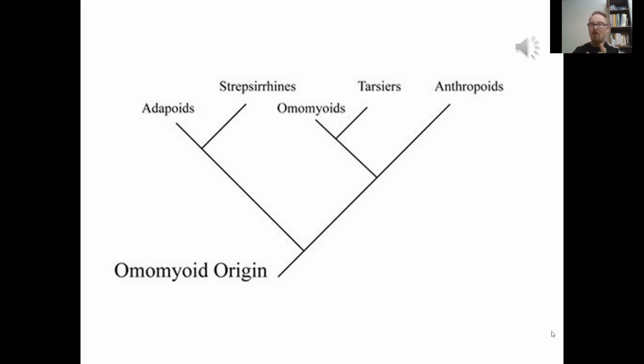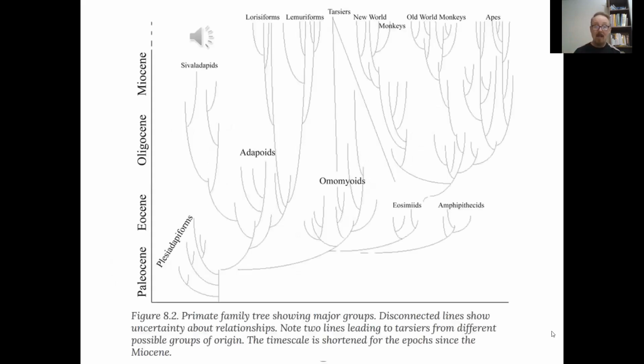Now, when we look at tarsiers and anthropoids as a group, we also refer to those as haplorines, the haplorine groups, which we'll be looking at in the classification. But for right now, when we think about monkeys and apes and humans, we refer to those as haplorines, and lemurs and lorises are just strepsirrhines. Okay, so in this particular slide, let's have a look at this.